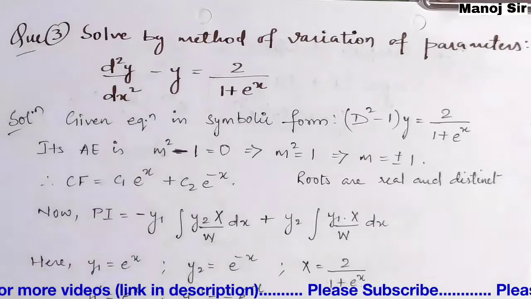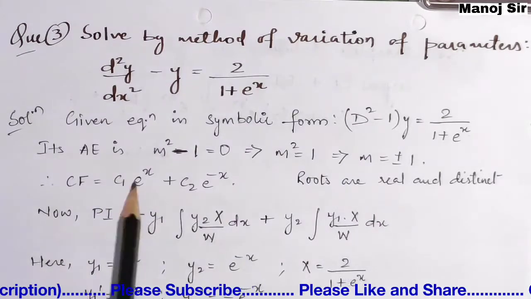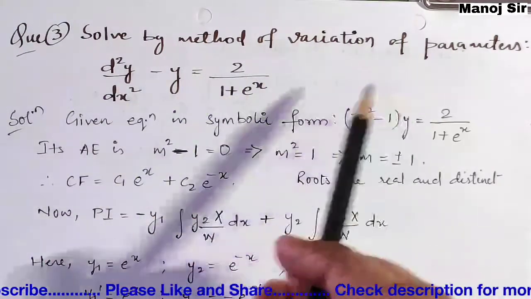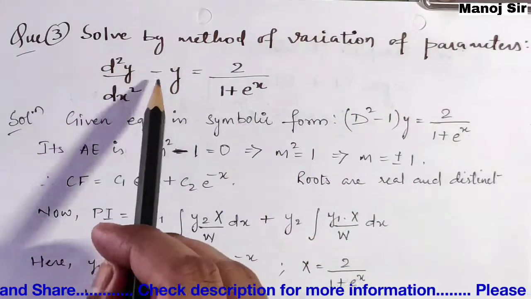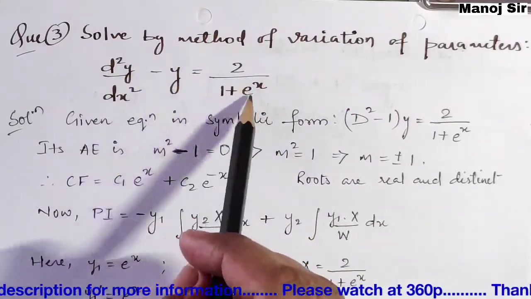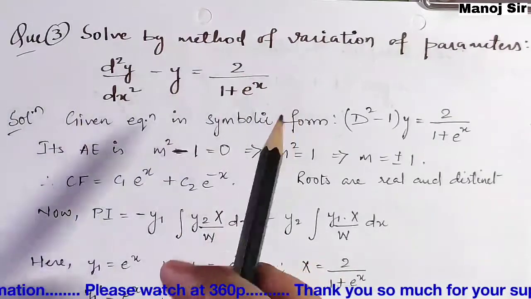So let us start solving this very important problem. The question says, solve by method of variation of parameters d square y upon dx square minus y equals to 2 upon 1 plus e to the power x. Very good question.